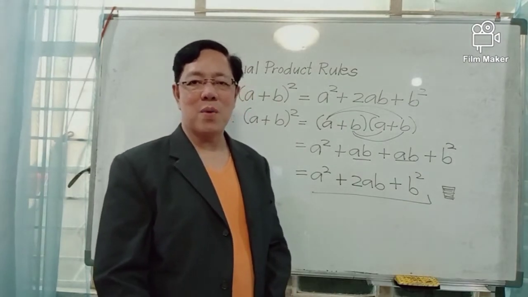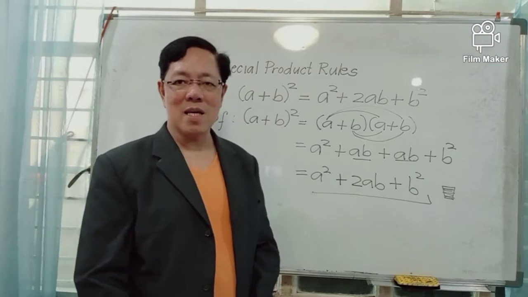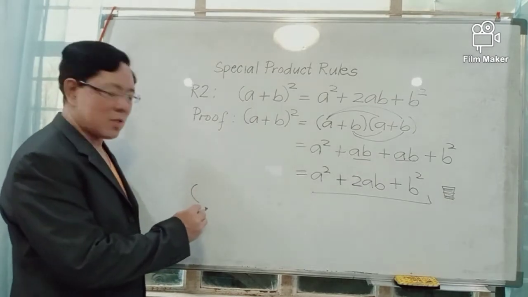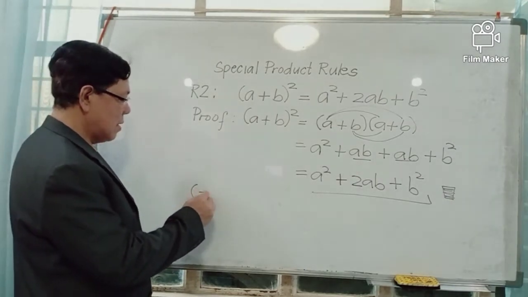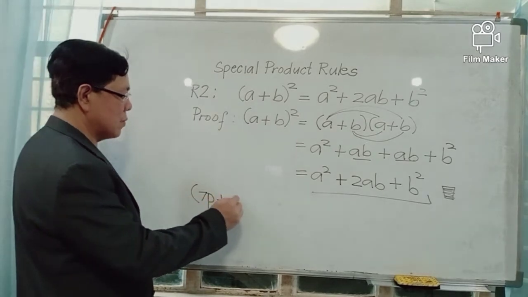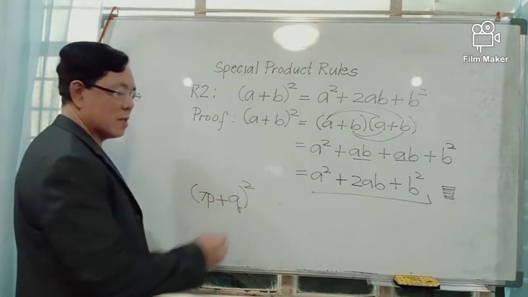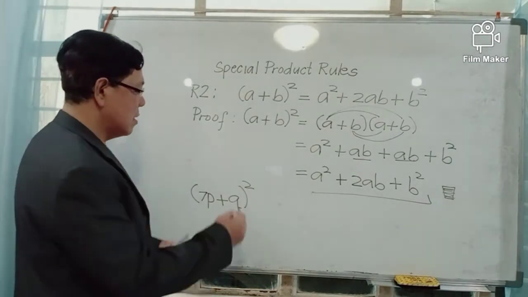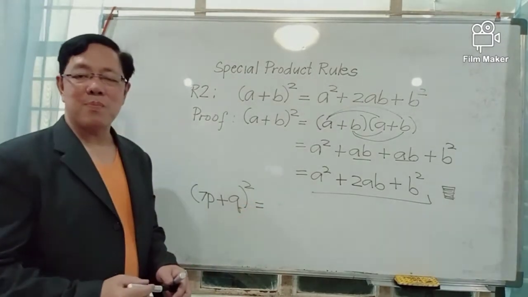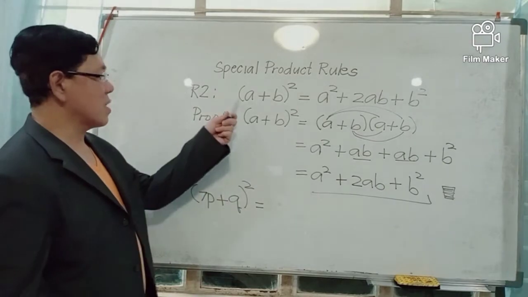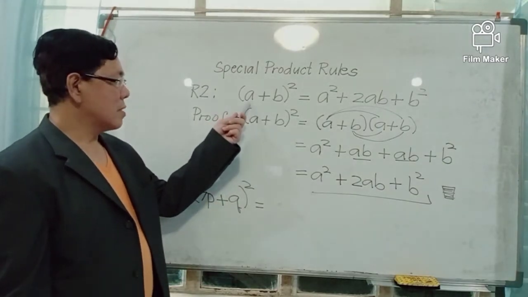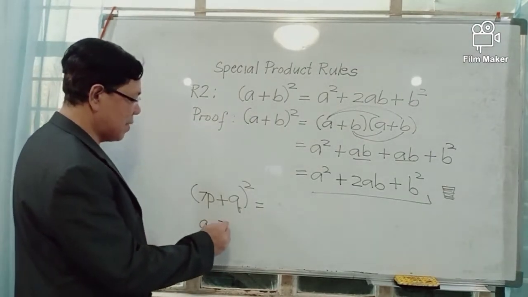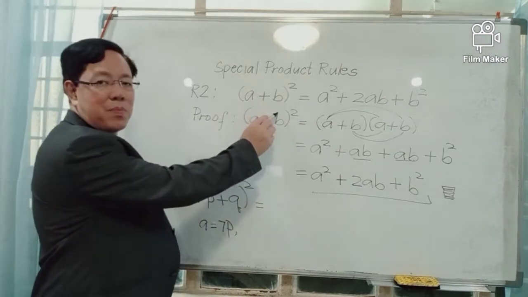We now take an example for applying the second special product rule. Suppose we want to get the square of 7p plus q, the square of the sum 7p plus q. Instead of multiplying 7p plus q by itself 2 times, we apply the second special product rule. The first term a now is 7p, and the second term b is q.